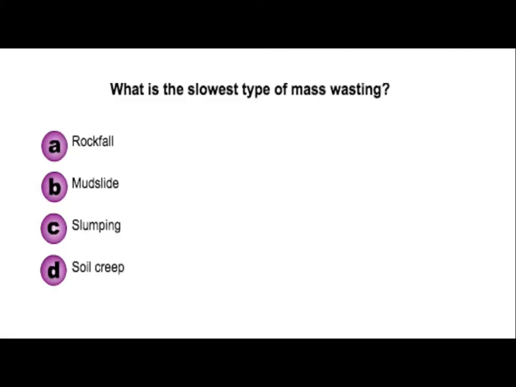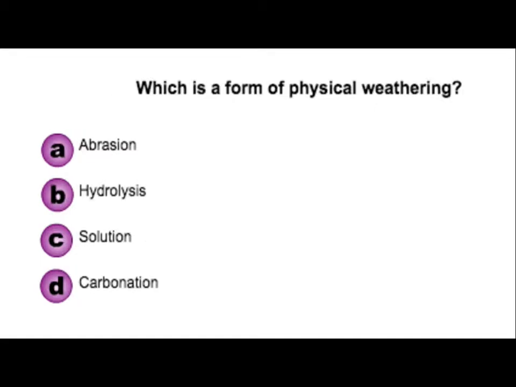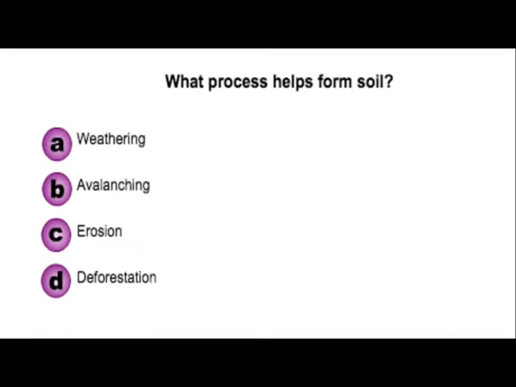All right. Next one. What is the slowest type of mass wasting? Tim. Soil creep is that. This should not be near slumping. This should be near soil creep. Sorry. What is a form of physical weathering? Michaela. Don't tell me B. Oh, hydrolysis. Nope. Obviously, my bad. I'm thinking of chemical. That's chemical weathering. Abrasion. No, it's not.